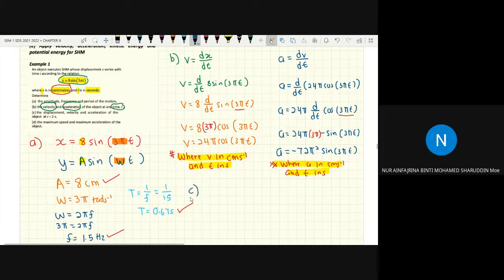Okay, next one, C. C dia minta apa? Dia minta displacement, velocity and acceleration of the object at time equals 2 seconds.